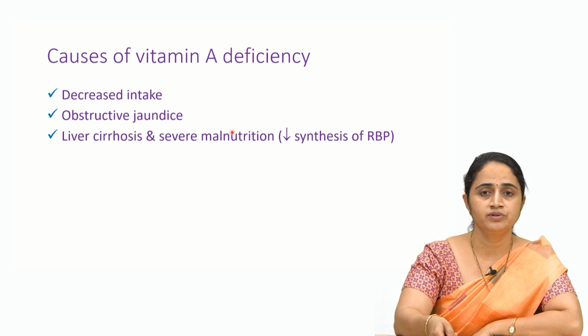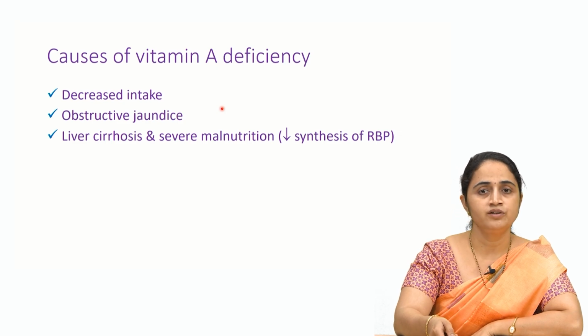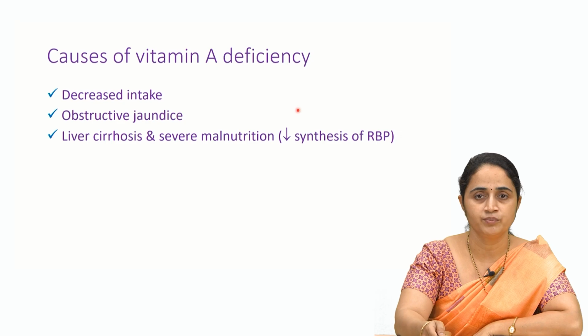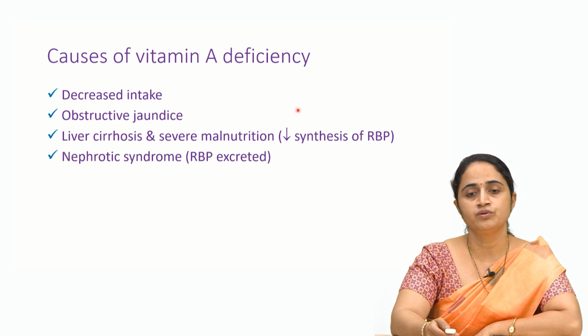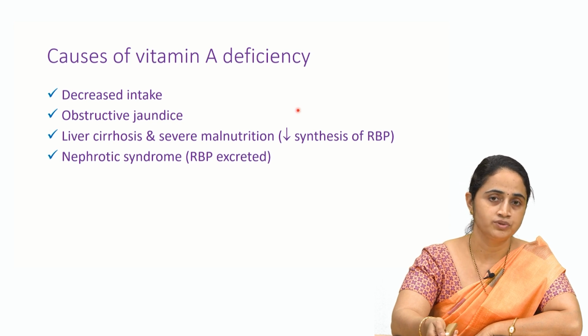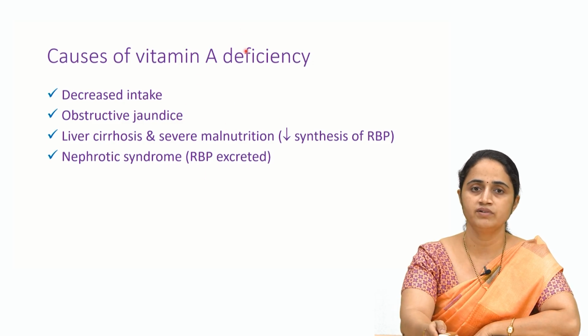And severe malnutrition, again see, the proteins are required for the transport of these vitamins. So, severe malnutrition causes a decrease in the synthesis of these retinol binding proteins, and nephrotic syndrome is a disorder where the kidneys excrete the proteins through the urine. So, these are some of the causes where vitamin A deficiencies are very common.